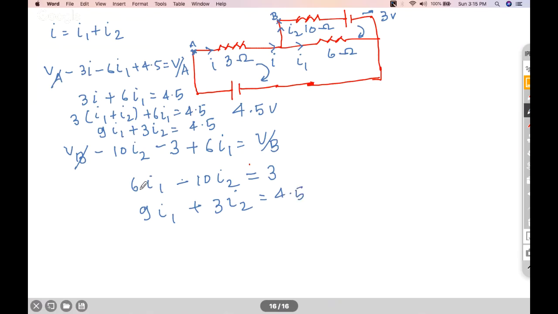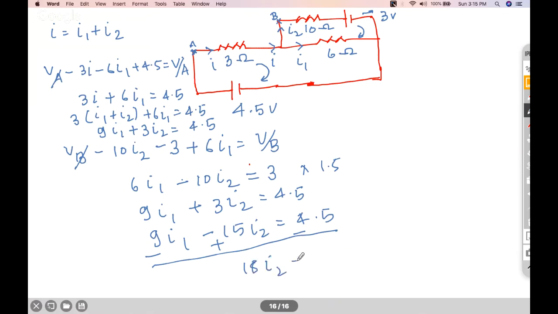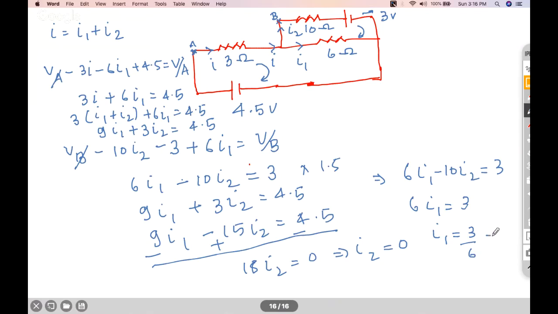So I multiply the second equation with 1.5 because I want to make it 9I1. If I multiply this with 1.5, I get 9I1 minus 15I2 is equal to 4.5. So I subtract, and this becomes positive and this becomes positive. 18I2 is equal to 0. It means that I2 is equal to 0. Let me put my value here. 6I1 minus 10I2 is equal to 3. If I2 is 0, 6I1 is equal to 3. I1 is equal to 3 by 6, which is 0.5.